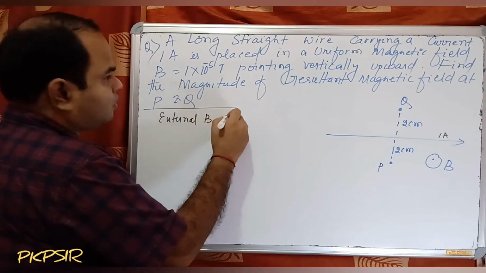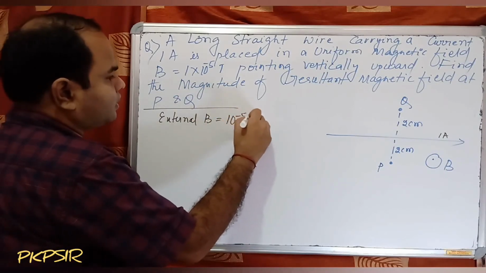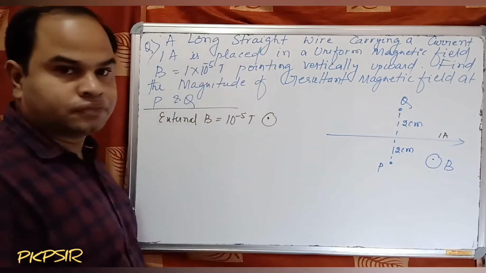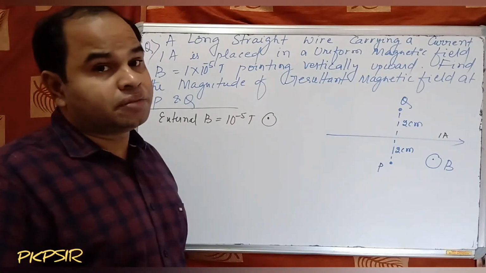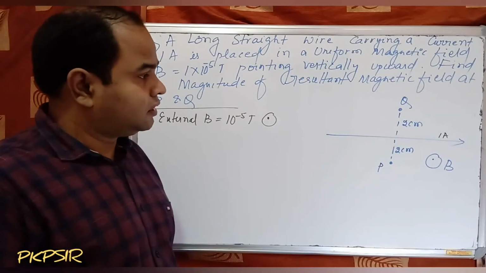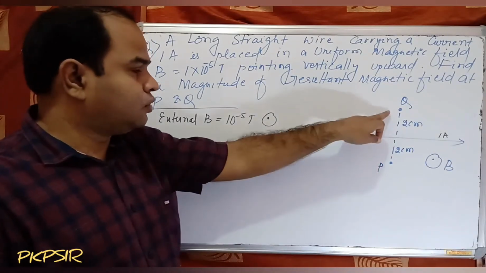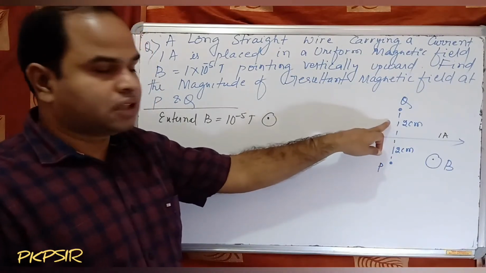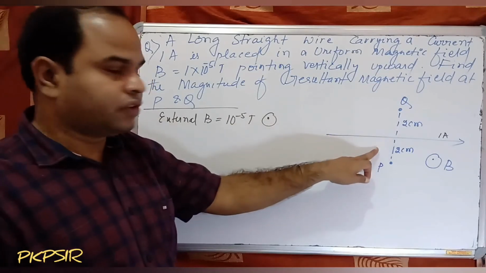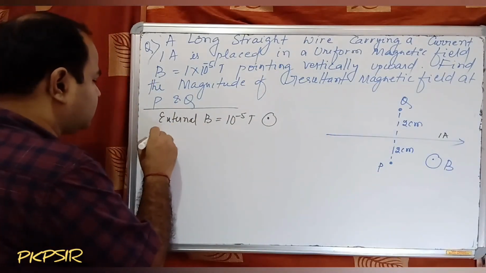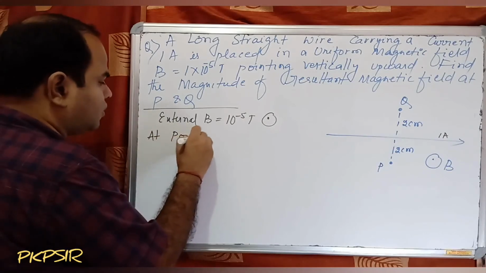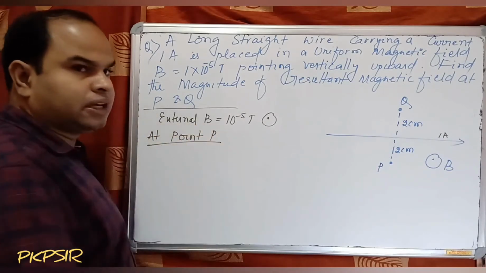So this is the external magnetic field. B is equal to how much? 10 to the power minus 5 Tesla, that is outward. We have to find the resultant magnitude of the magnetic field at points P and Q. P and Q both are 2 cm from the wire. Okay. So at point P, let us find the net magnetic field.